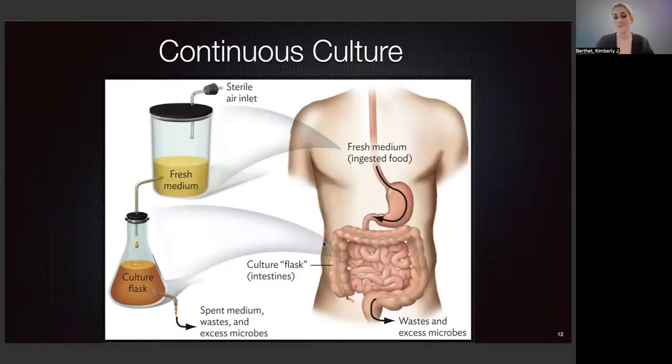If we want to prevent that death phase, we can actually grow microorganisms in something like a continuous culture. And it's actually analogous to what our body does. If we're growing microorganisms in fresh medium, as we see here, we would be culturing them in a flask and constantly adding in fresh medium. So this means you're going to be getting new nutrients as they deplete the nutrients.